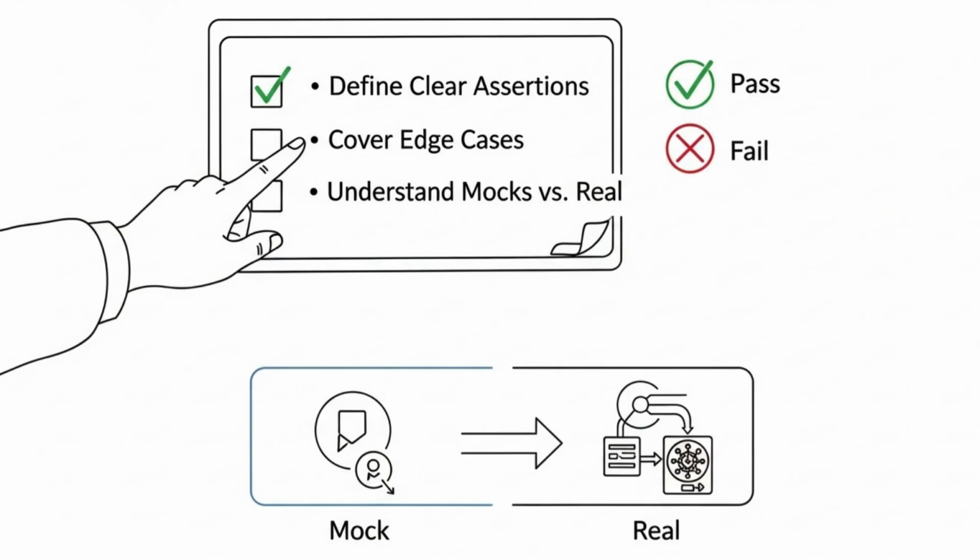Finally, it's vital to understand mocks versus real interactions. Sometimes, for external services you don't control, or to isolate a specific part of your system, you might use a mock, a simulated version of that service. This is useful for speeding up tests or testing error conditions from third parties. However, for true integration, you'll want to test against the real thing as much as possible to ensure actual communication works. So, striking the right balance is key to comprehensive testing.